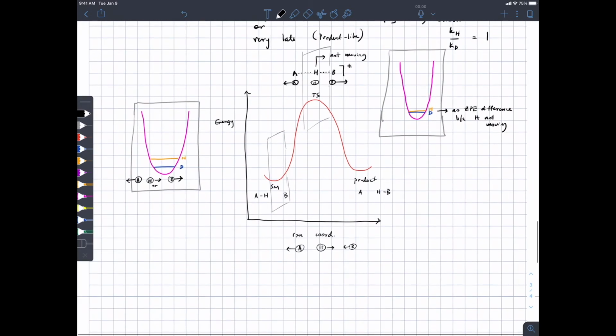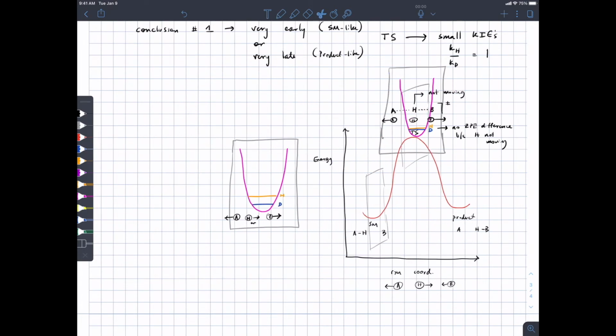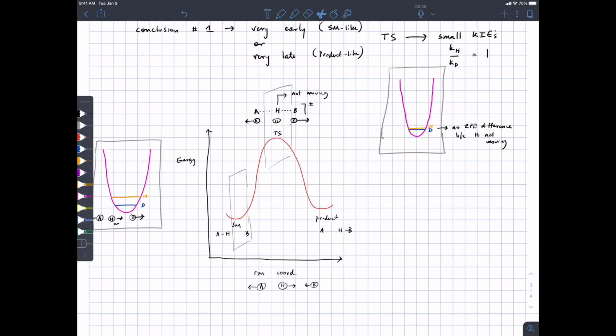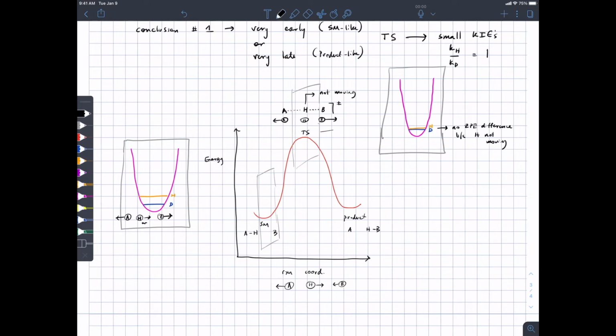So let's see what that does to our activation energy. And again, I may need to shift some things around to get things at reasonable relative heights. Okay, close enough. So here is the energy level, 0-point energy for hydrogen in the transition state. Here it is for hydrogen in the starting material. That then is our activation energy for hydrogen.